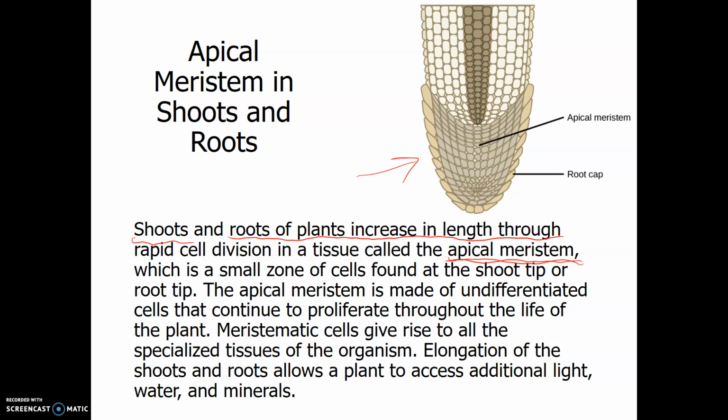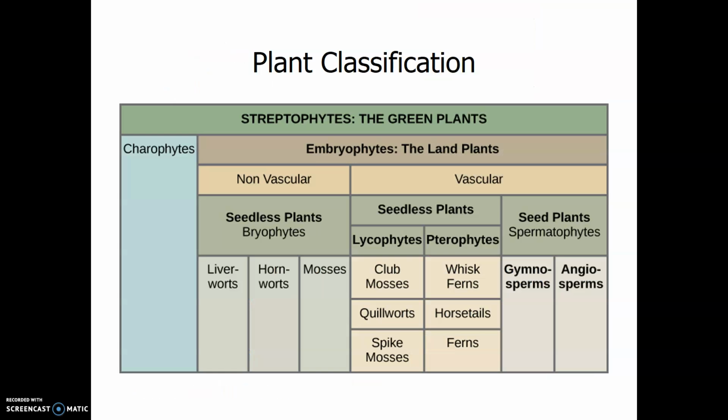Elongation of the shoots and roots allows a plant to access additional light, water, and minerals. So growing longer for the roots means that there's greater chance that the roots can reach water that's deeper in the soil. And the same thing for the shoots. The longer that they grow, the very tall trees have access to light more so than short plants.